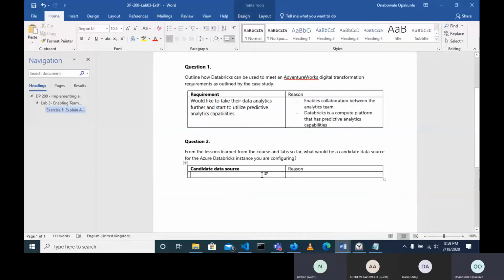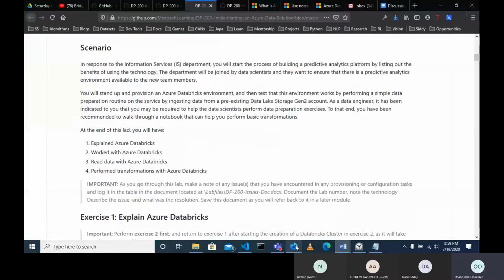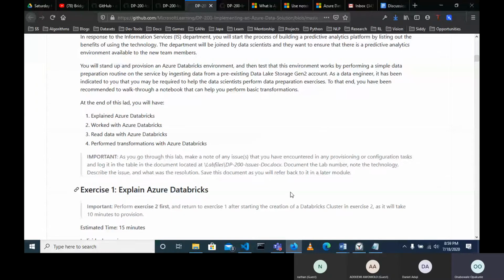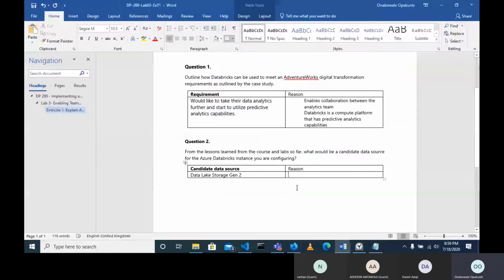Okay, so let's say storage here. It's actually a Gen 2. There's a Gen 1 actually, but that won't meet the requirements of this. The reason is because we are using historical data.